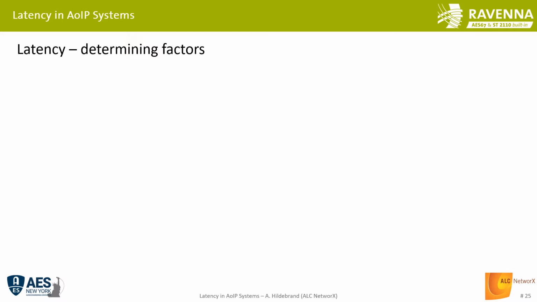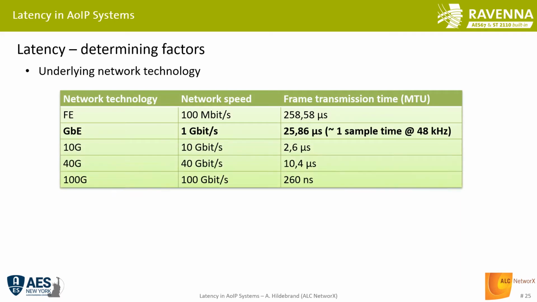So first of all, the underlying network technology itself is a determining factor. How's that? Well, easy as that. We know fast Ethernet, 100 megabit per second networks. More common these days is gigabit networks, which have 1 gigabit per second transport speed. But in professional installations, we can see everything up to 100 gigabit per second, and even 400 gigabit per second is available as technology. And as you can see on the far right column, the transmission time of a particular packet, given that it's filled to its maximum size, of course, directly relates to the speed of the network.